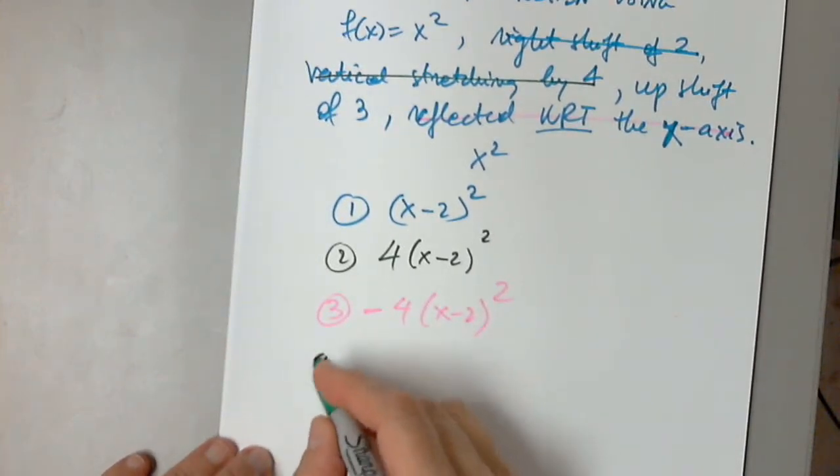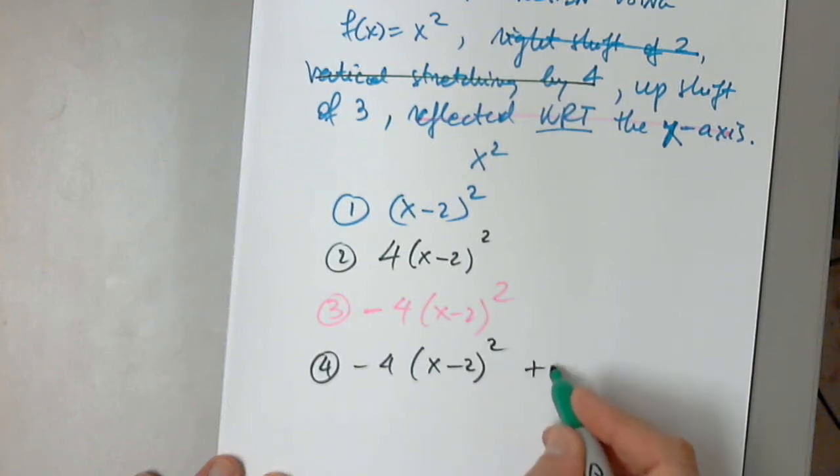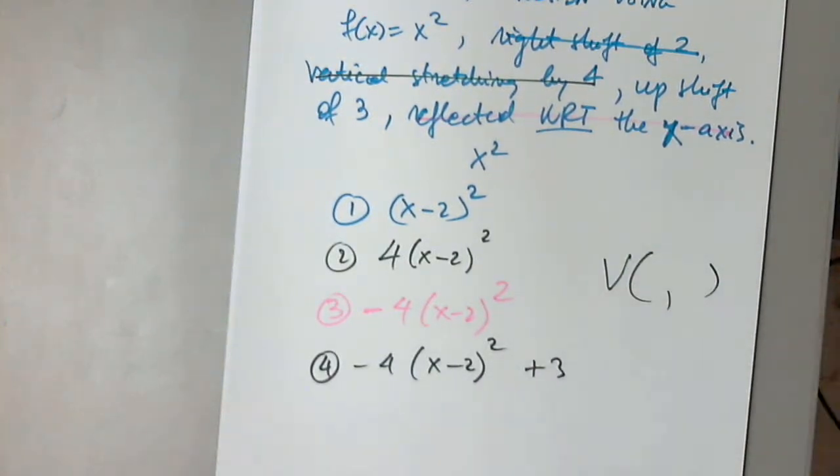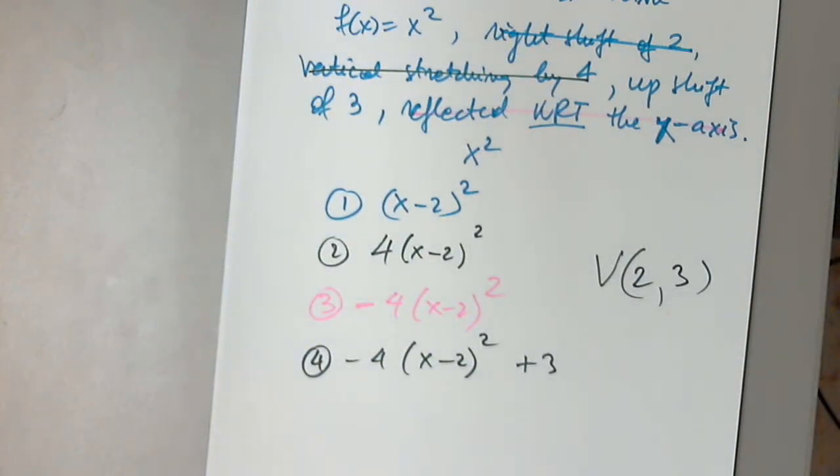And number 4? Up 3, so plus 3. Can anyone give us the vertex of this quadratic function? So one more time. So this is x squared, 2 to your right, vertical stretching by a factor of 4, reflect and up 3. The vertex is (2, 3). See, you don't even have to graph. Now you have such a good command and good understanding of this function that you can picture the graph without even graphing it.